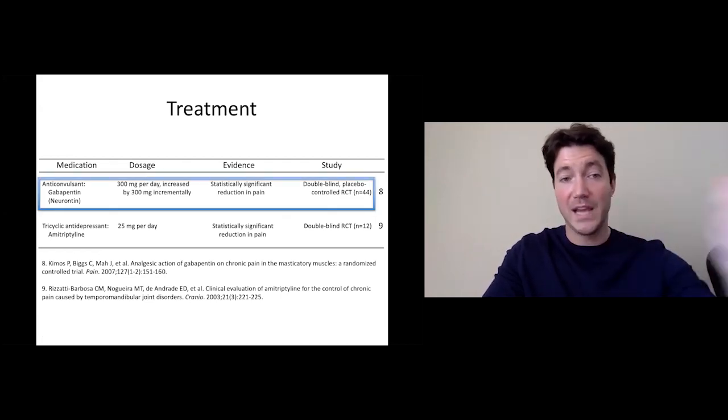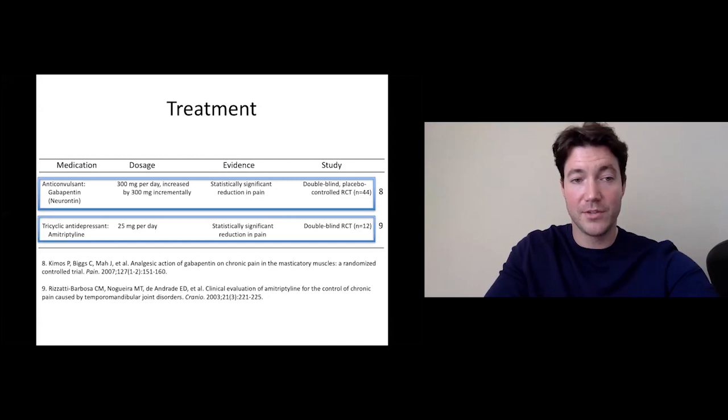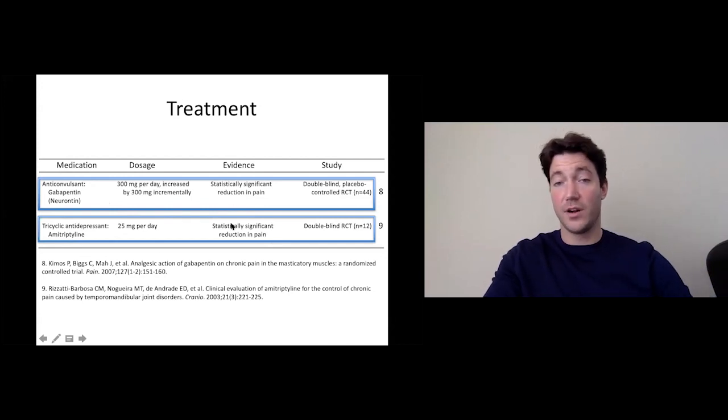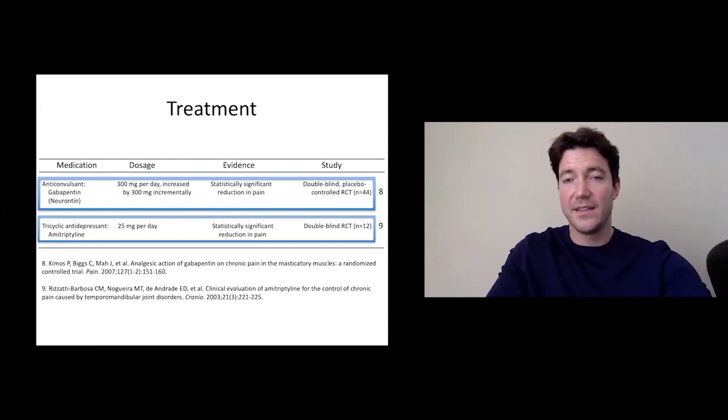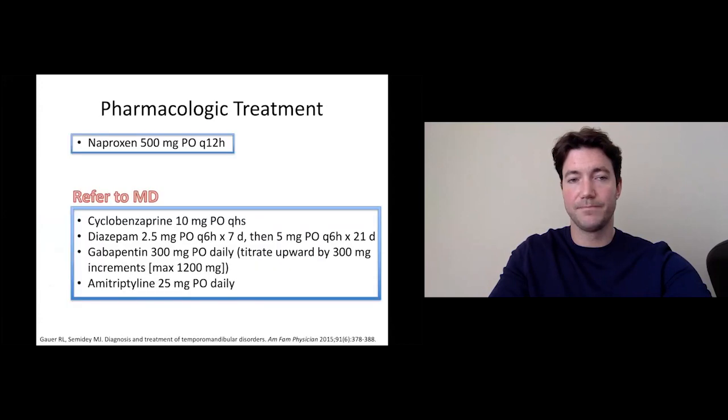Then we get into gabapentin, a calcium channel blocker, and amitriptyline, which acts on serotonin and norepinephrine, and it's a reuptake inhibitor for those two. Again, these two are really effective, and you'll see a lot of patients coming in for any chronic pain condition on these medications, and these are medications that their family doctor can prescribe for TMD. So, summary slide for that.